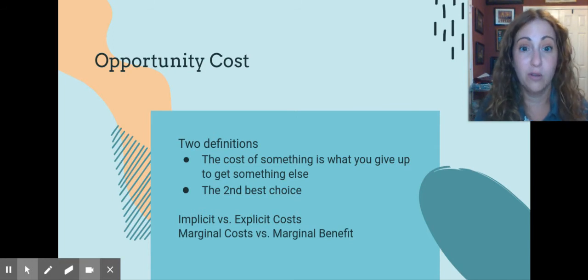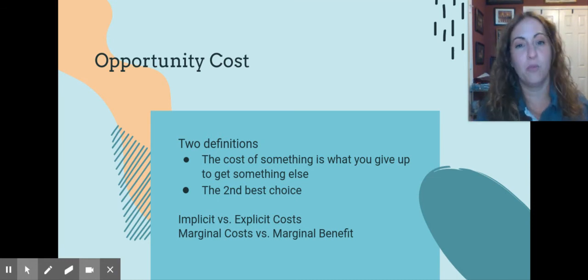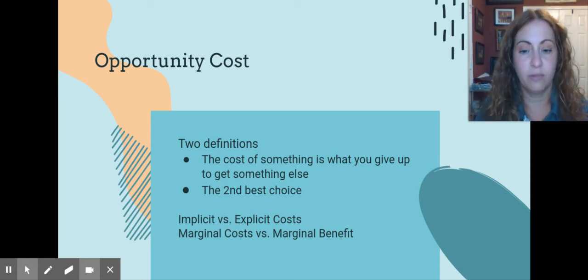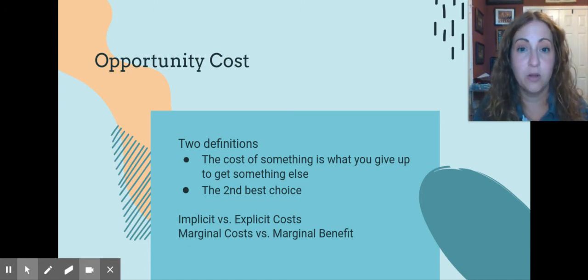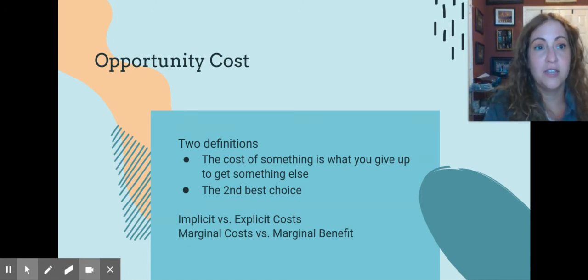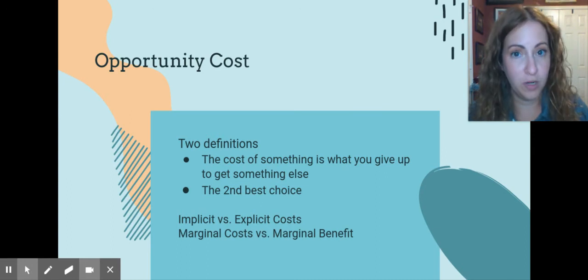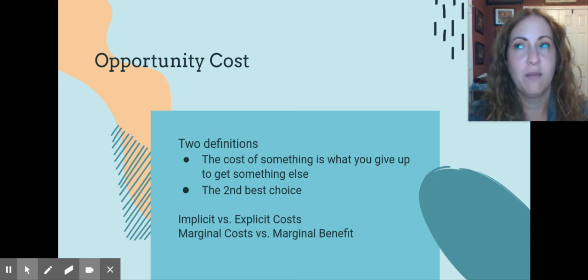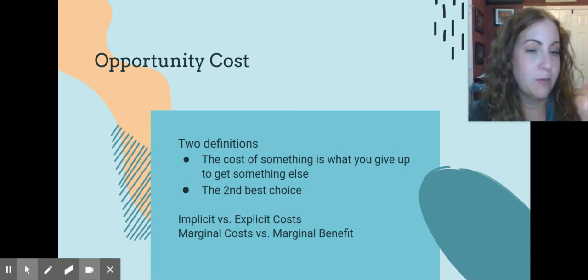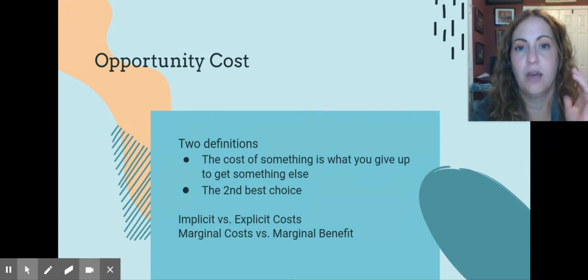Also, the milk was the second best choice. I know that because it's still on the shelf. The first best choice went home with the customer, but the second best choice is what was given up. And that's the definition of opportunity cost. You give up the opportunity of something when you go with your first best choice. So right now, think about all the things you could be doing besides this. You could be sleeping, you could be hanging out with friends, you could be at a job, whatever.